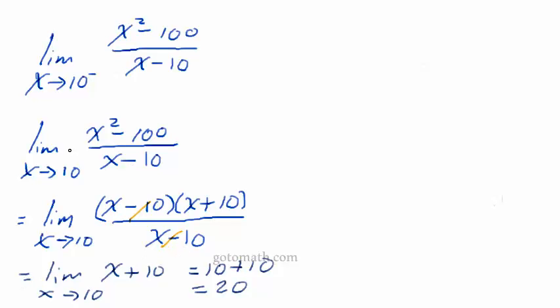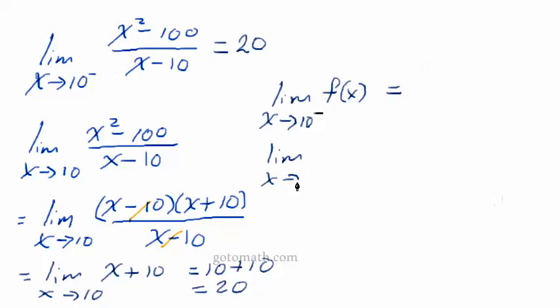Now, since this limit exists and it's equal to 20, we can say that this limit as x approaches 10 coming in from the left hand side is also equal to 20. What this means is, if I call this f of x, the limit as x approaches 10 from the left of f of x, and the limit as x approaches 10 from the right, this ends up becoming 20, therefore they're both equal.